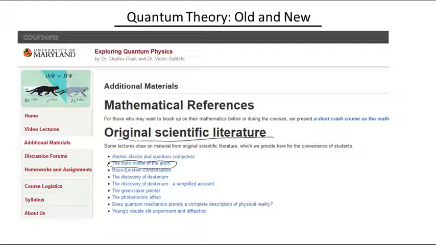Plus, and I'll try not to keep saying this over and over again, if you read some of Bohr's original work, then you'll be a step above most physicists who have never done so. They've only read of his work by people who've interpreted it. So it's a chance to do something original and creative, in my opinion.